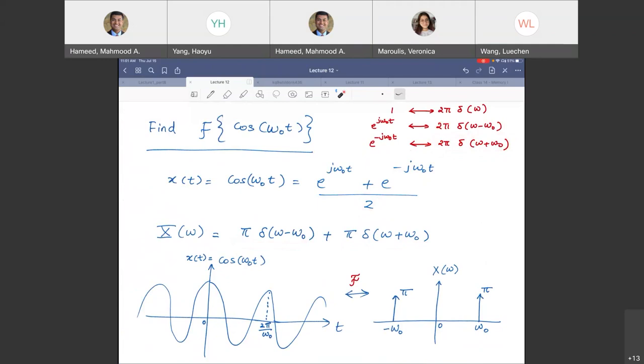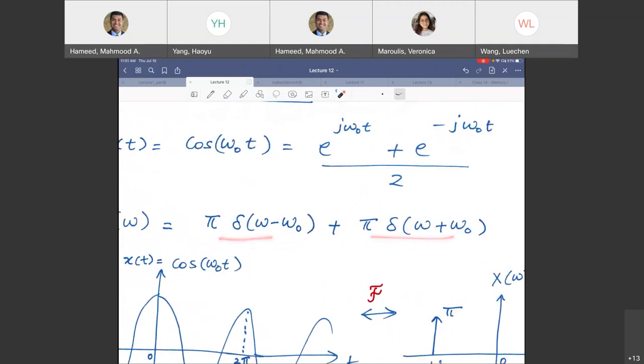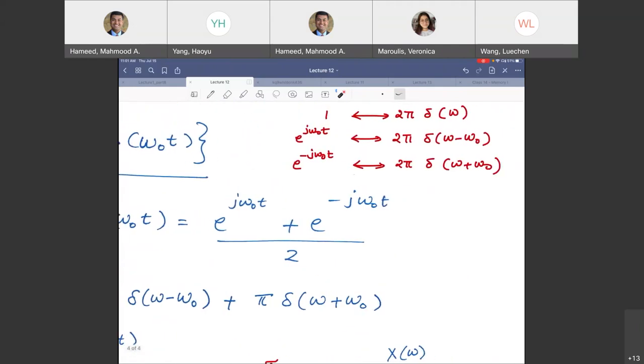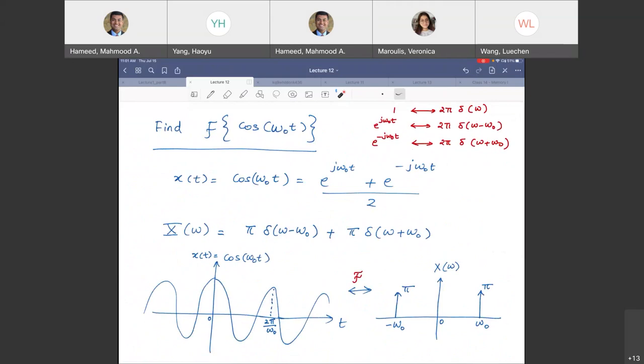So the Fourier transform of a cosine omega naught t signal is going to be 2 impulses, one at omega naught, one at negative omega naught, both of them with the weight pi associated with them. Questions about this? We used Euler's representation of cosine, and then we used all of these Fourier transform pairs: the impulse, the frequency shift property, frequency shifted the other way, and then used it with the Euler's representation of the cosine signal.